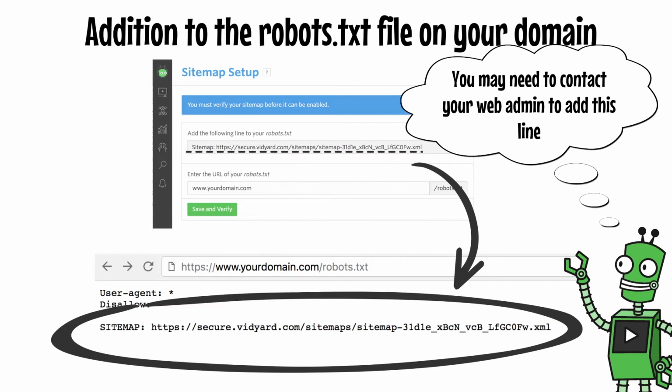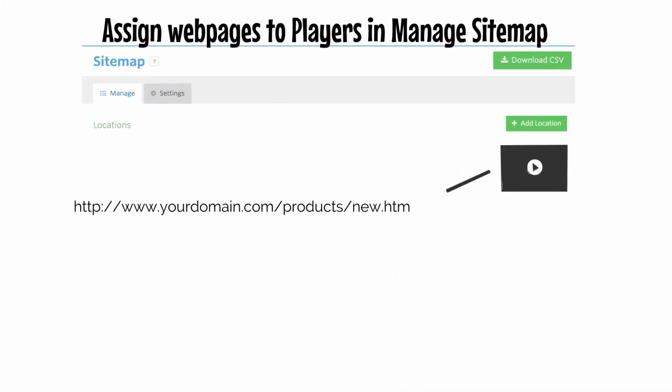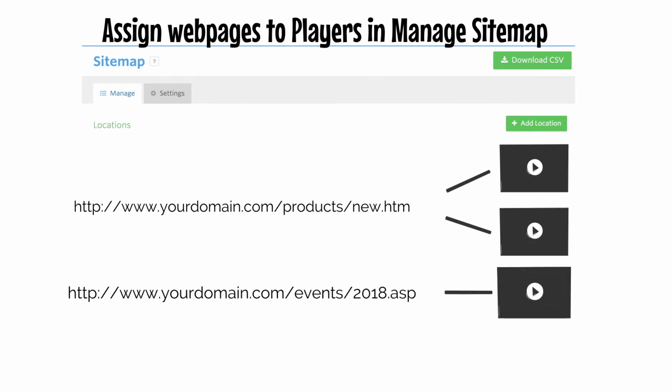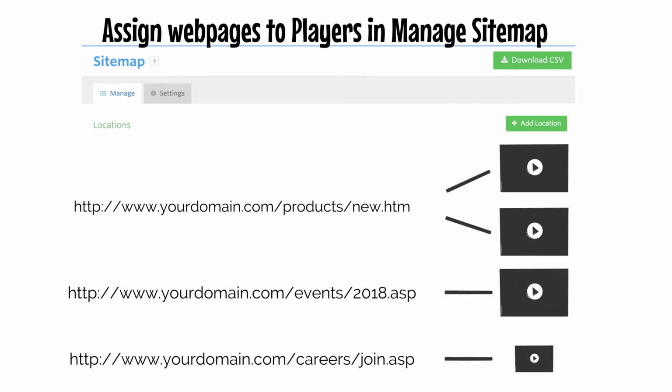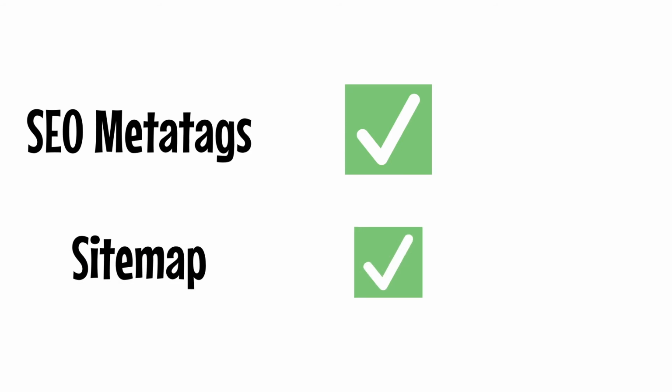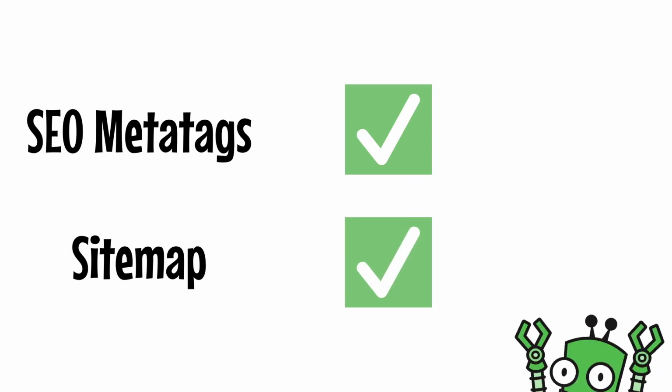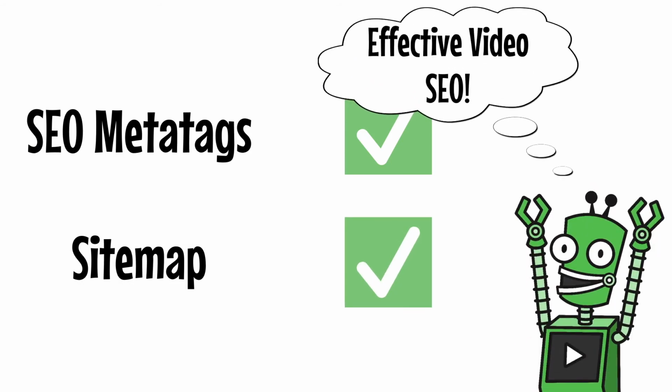Once that link is in place, Vidyard will verify your robots text file and then offer the ability to add locations and players. This automatically builds the crawlable data that is stored in the XML file, without the need to add code manually. Combining SEO meta tags and sitemaps for content on your own domain will ensure that search engines can locate all of your video content and index it in the most effective way possible.